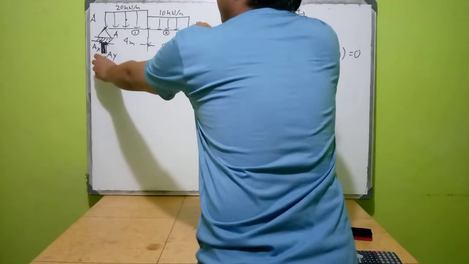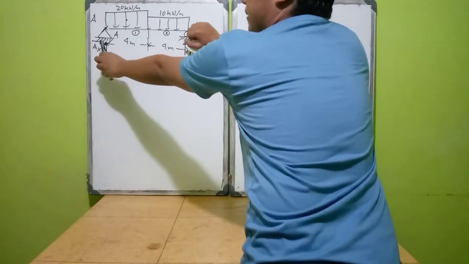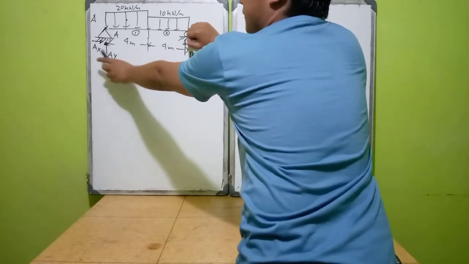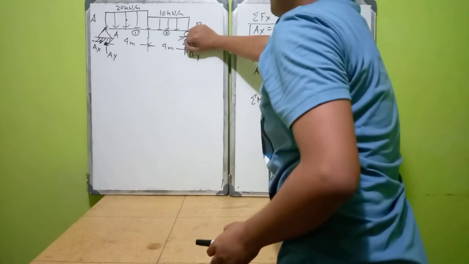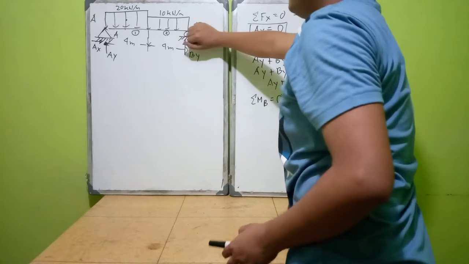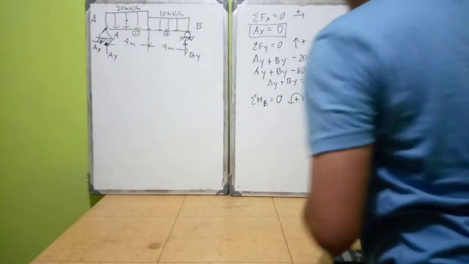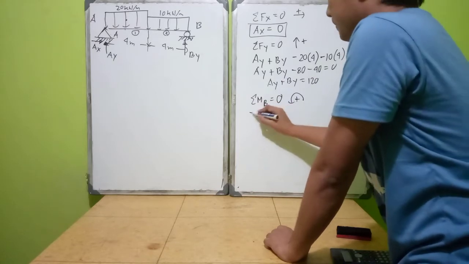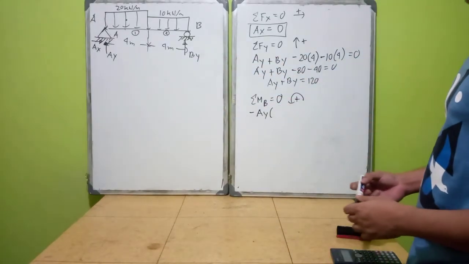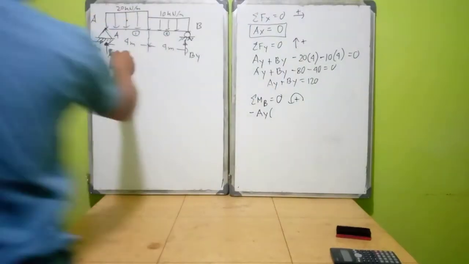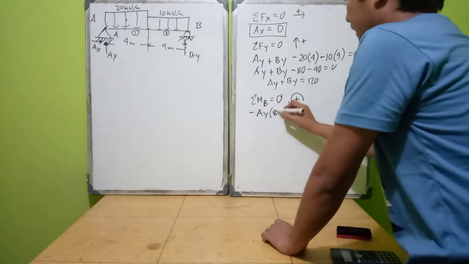Since we assume AY as an upward force, it will rotate the body clockwise, assuming that B is stationary. So AY has a negative sign, because counterclockwise is positive, times the perpendicular distance of this force AY relative to B. Relative to B, its distance is 8 meters. So negative AY times 8.